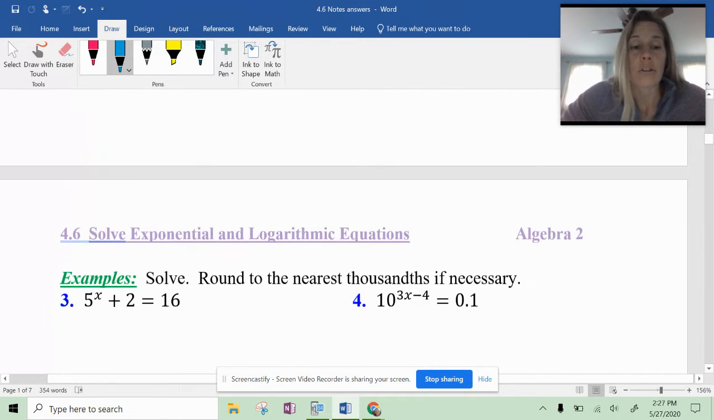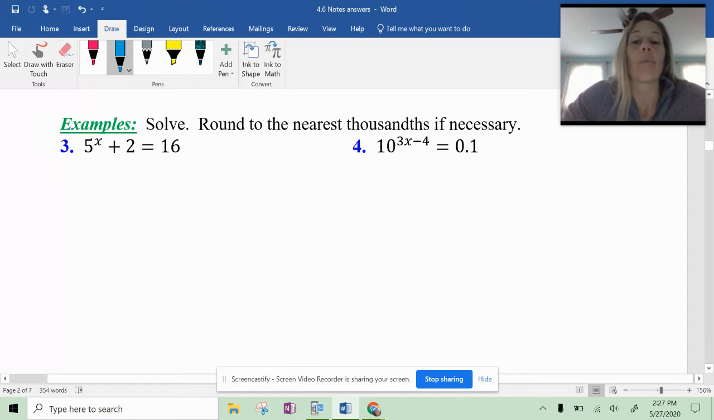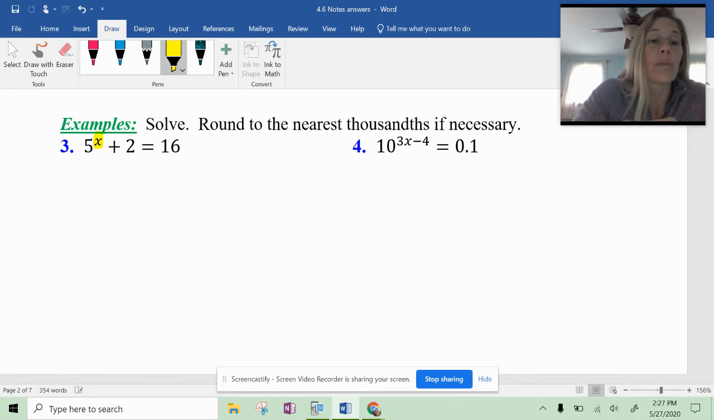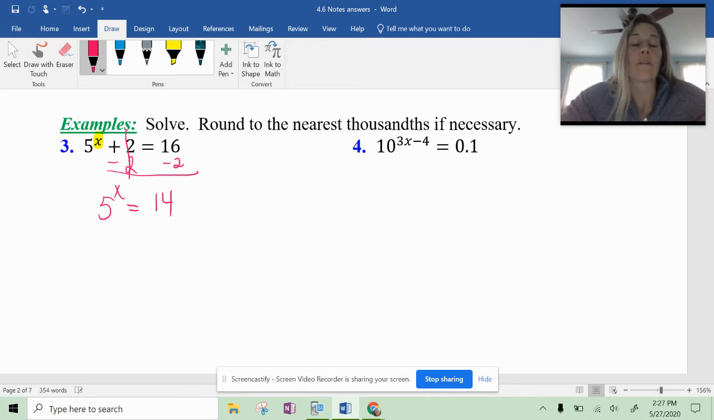Okay, so now we're going to get into some where maybe there's a couple things going on. So again, you always want to try to start out by isolating your variable. So for number 3, of course, we're going to subtract that 2 to get it to the other side. So now I have 5 to the x power equals 14. So the first thing I look at is, is there any way for me to give those the same base? 5 can't be changed. It's a prime. 14 is not going to have a base of 5. There's nothing for me to change it to.